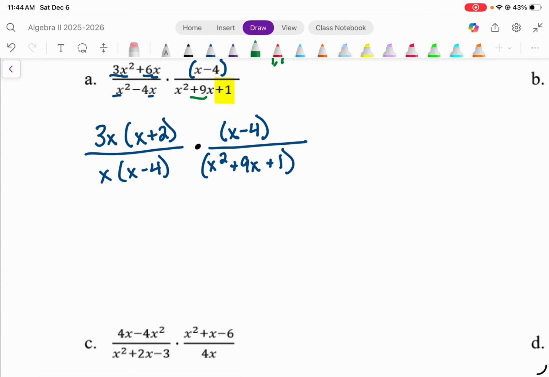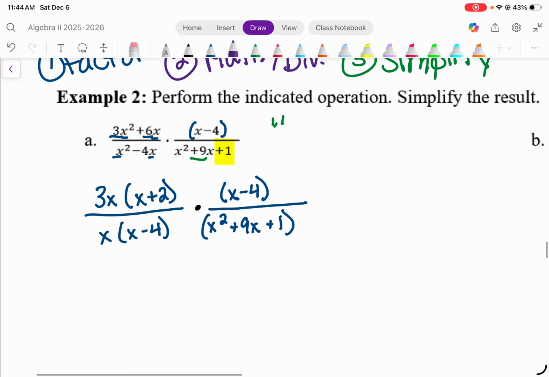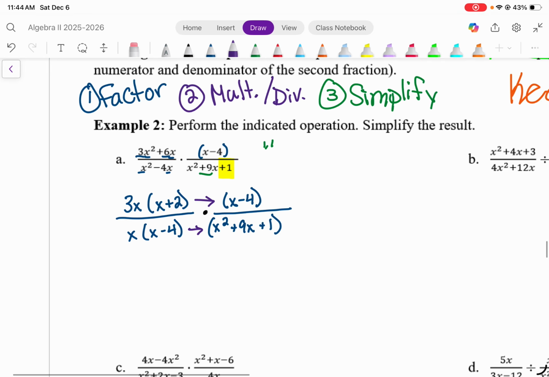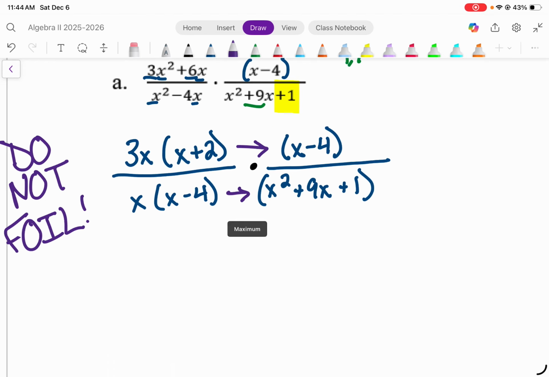Now I'm going to multiply. And when I multiply straight across, one thing you want to make sure you don't do is FOIL. If you FOIL, you're going to have to factor it back out again so you can simplify at the end. So just don't FOIL. It's going to take a lot of time, and then you're going to have to undo it anyways.